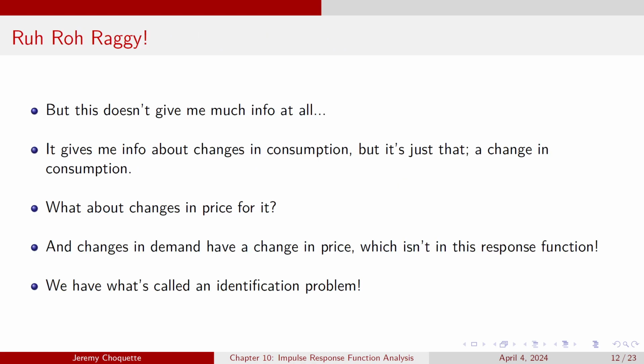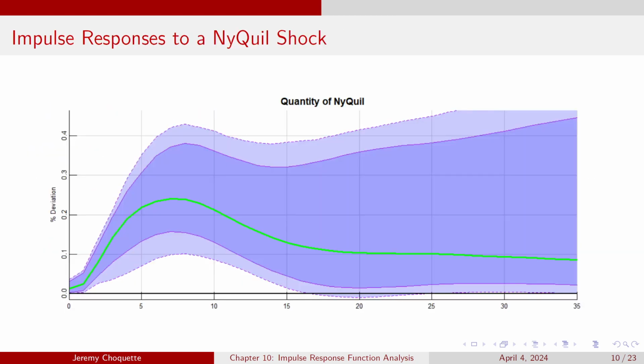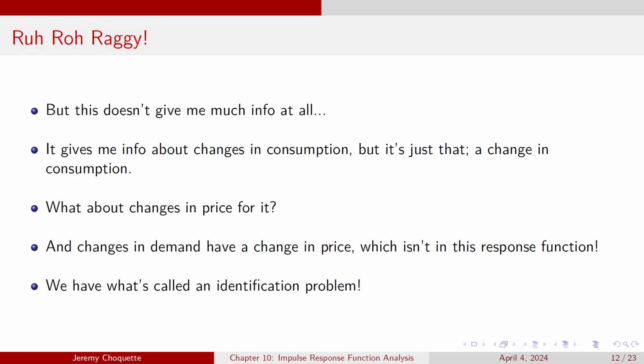But the thing is, this doesn't tell me that much. Yeah, it tells me about changes in the consumption of NyQuil, but it's just that. It's a change in consumption. If we want to be economists, right, we've got to go, all right, well, there's the change in quantity, but what about the change in price? Because if we're looking at, like, demand or supply of these things, well, we have to have a change in the price, which, last I checked, isn't in this impulse response function.